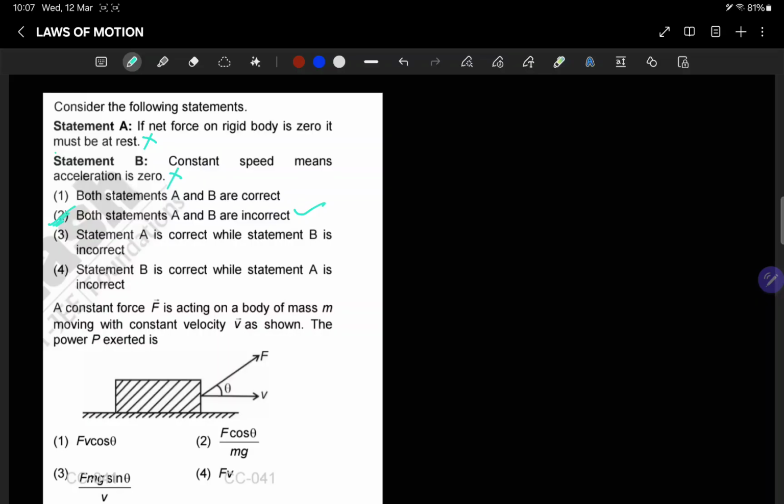Next, a constant force F is acting on a body of mass m, moving with constant velocity v as shown in the diagram. Power exerted is, I think it is an easy question, students. Power P equals the dot product of force and velocity, P equals Fv cos theta. So directly the first option is given, Fv cos theta. On resolution, the component of force along the direction of velocity gives Fv cos theta. Yes, students, so this is about laws of motion, different model questions. Please practice, students. Thank you so much.